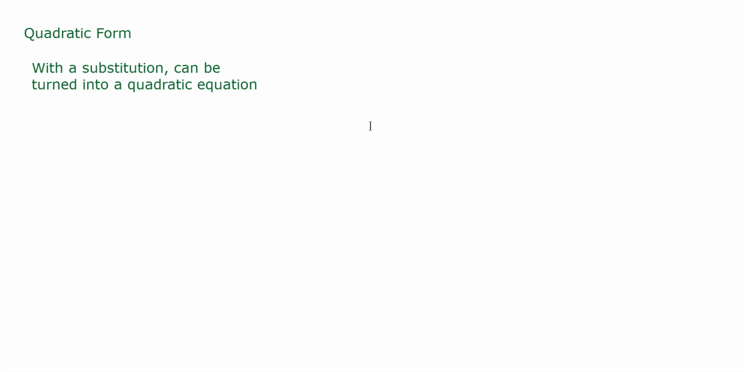So kind of the best way to do this one is to just lead by example. How about we try out 6x to the fourth power, minus 19x squared plus 15 equals 0.